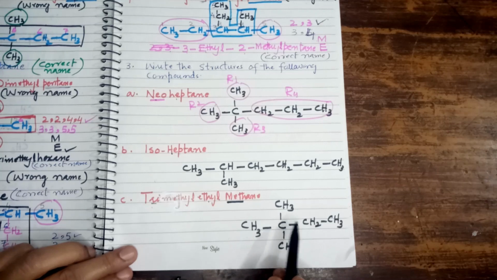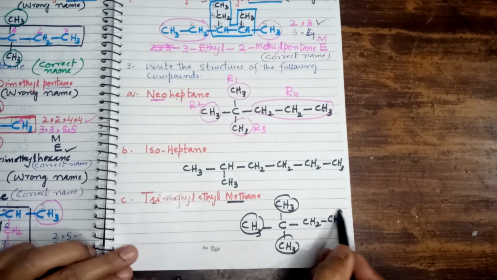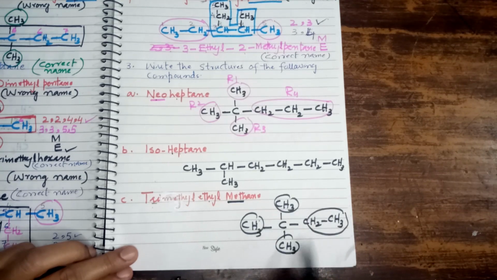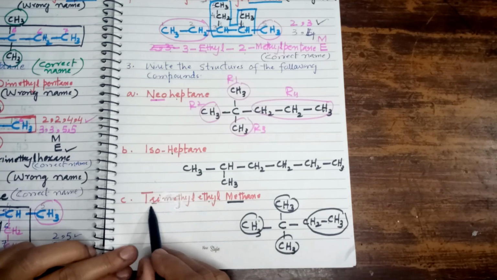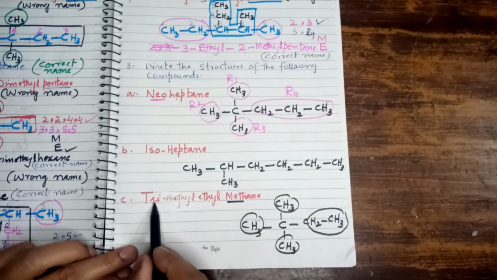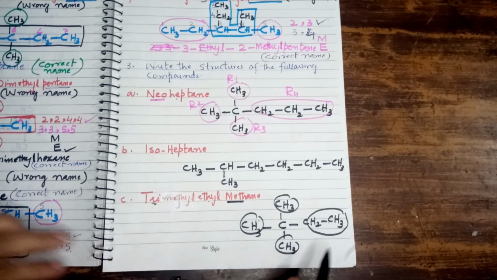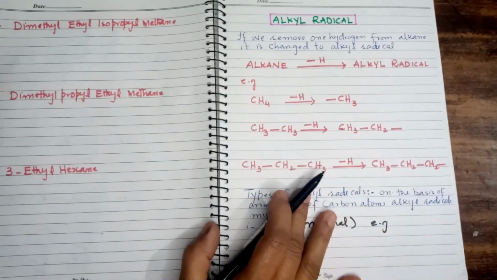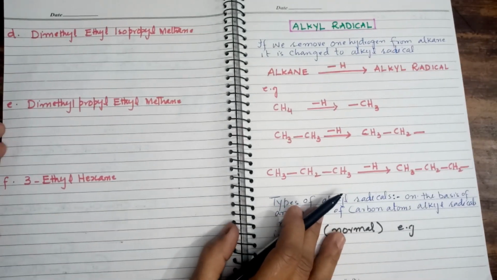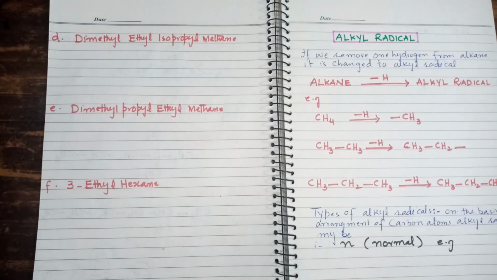Right, students? So what is the name of this molecule? How many methyl? 1, 2, 3. Trimethyl, ethyl, methane. This is the structure of trimethyl ethyl methane. I hope this is clear. Alright, students. Now see the next structure. Another compound is given.